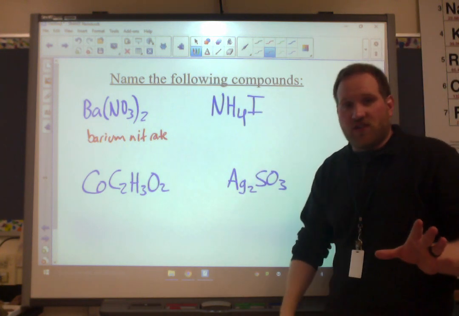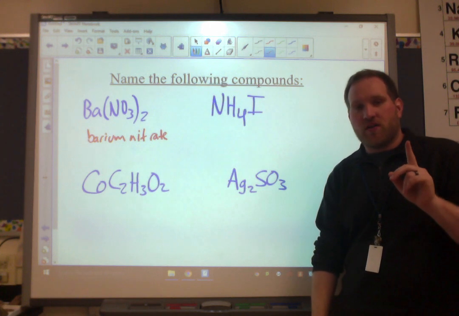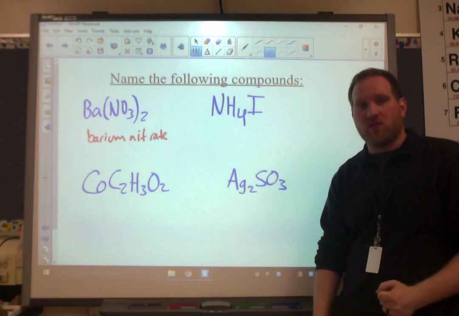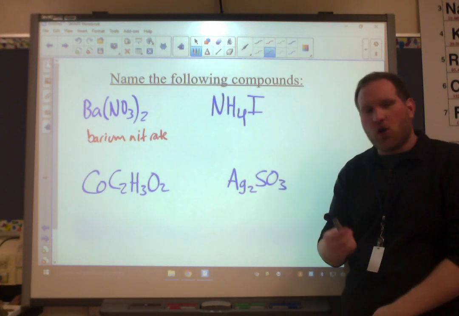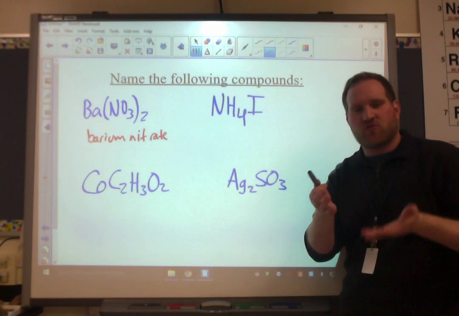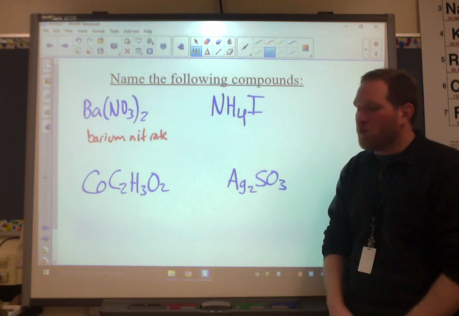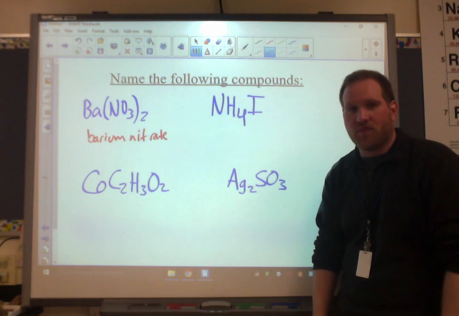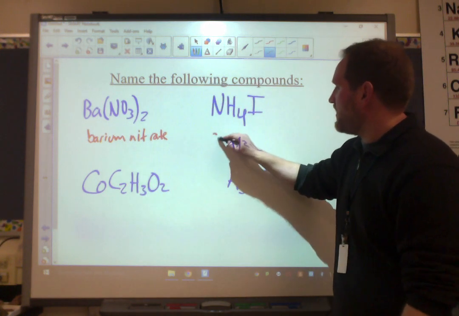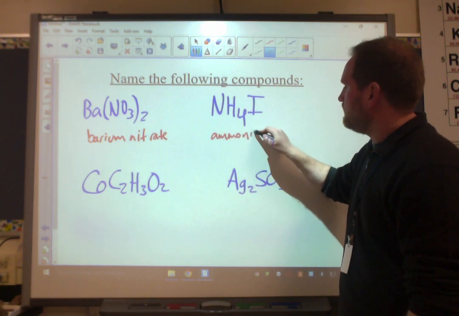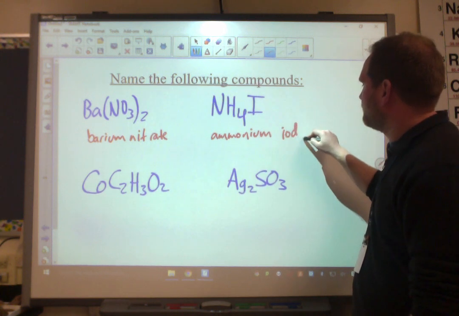So here's the question. Is ammonium a type 1 cation or a type 2? And what I really mean by that is, do we always know ammonium's charge, or does ammonium charge fluctuate? Ammonium is always +1, so therefore it's type 1. So no Roman numerals. You simply say ammonium iodide.